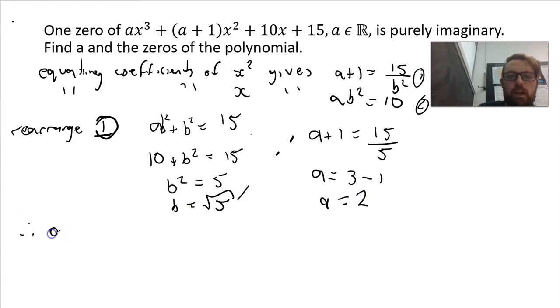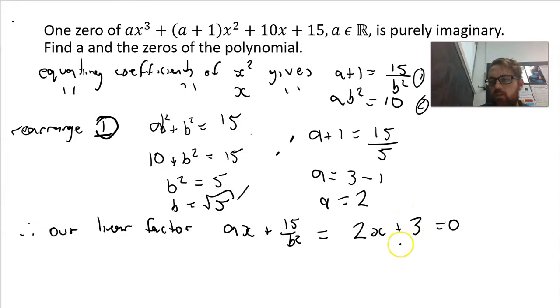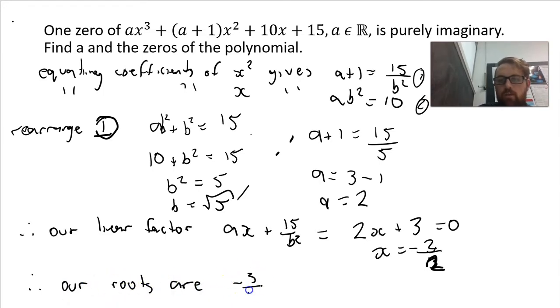So therefore, our linear factor, which was ax plus 15 over b squared, we can put those in there. So now we get that equals 2x plus 15 over 5, so plus 3. All right, and again, if we set this equal to 0, we're going to get our roots, which are going to be x equals negative 3 over 2. Therefore, our roots are negative 3/2, and also plus or minus our b, which was plus or minus square root of 5 i.